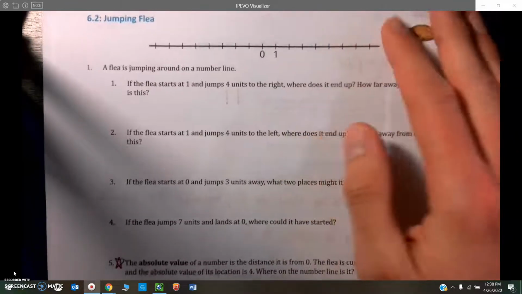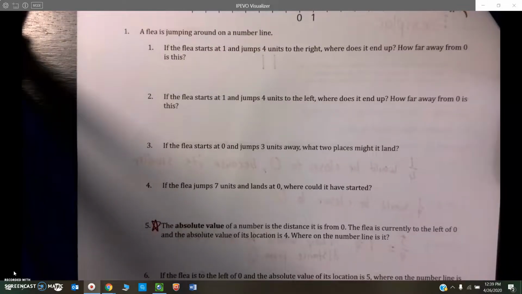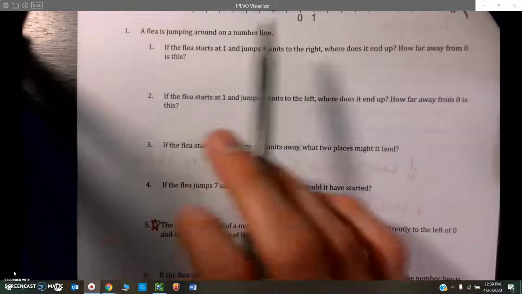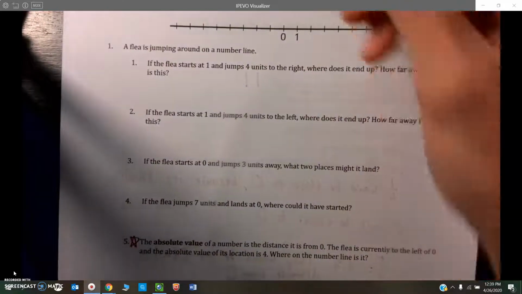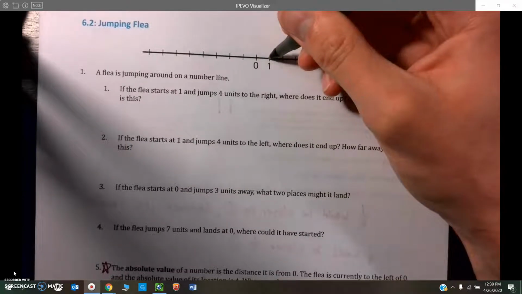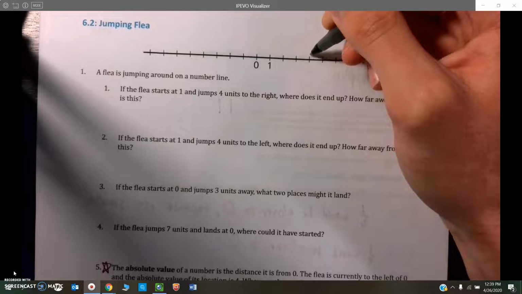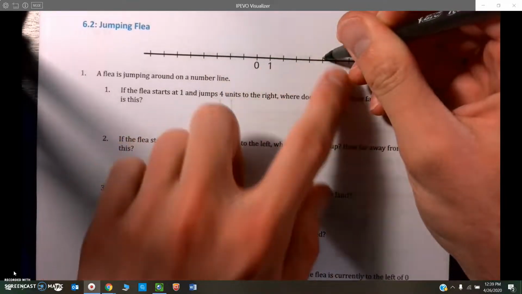For this activity, I think it would be really beneficial if you pause the video right now and try to answer as many questions as you can on this sheet independently, and then resume the video to check your work. So, if a flea is jumping around on a number line, and the flea starts at 1 and jumps 4 units to the right, where does it end up? And how far away from 0 is this? The flea starts at 1 and goes 1, 2, 3, 4 units to the right. And where is that? 0, 1, 2, 3, 4, 5.